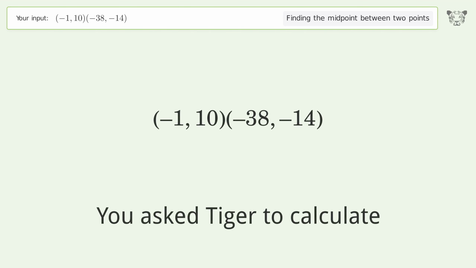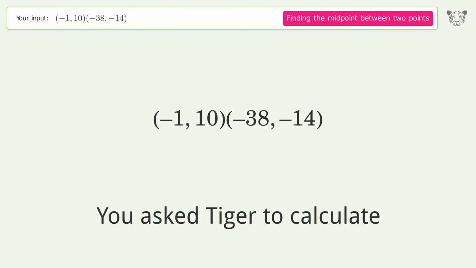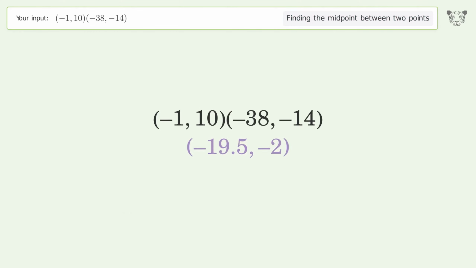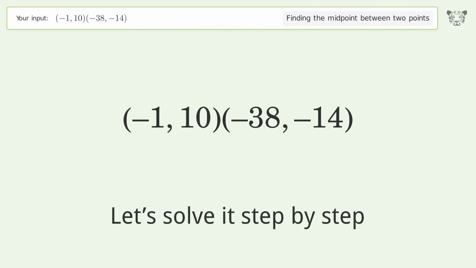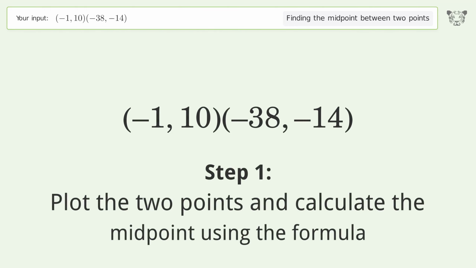You ask Tiger to calculate. This deals with finding the midpoint between 2 points. The midpoint between the 2 points is negative 19.5, negative 2. Let's solve it step by step. Plot the 2 points and calculate the midpoint using the formula.